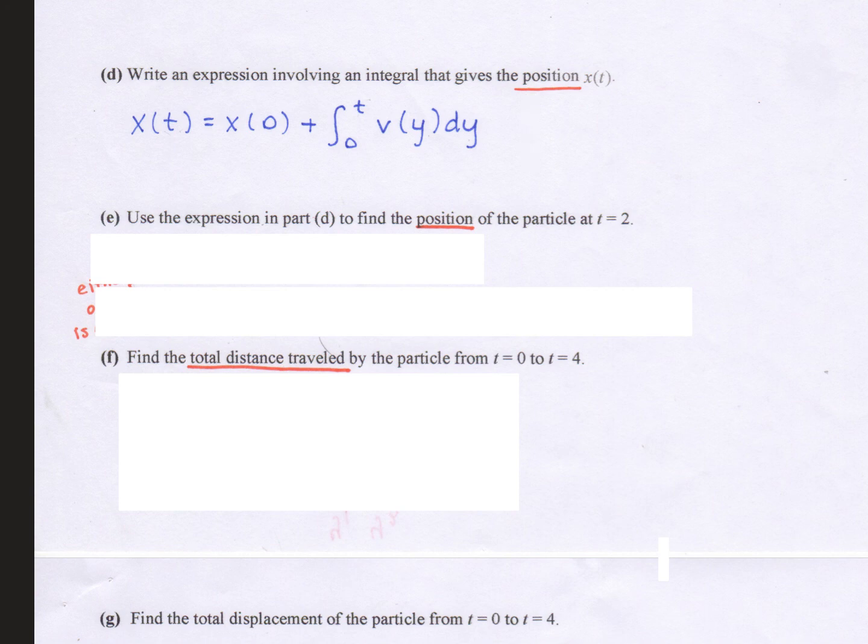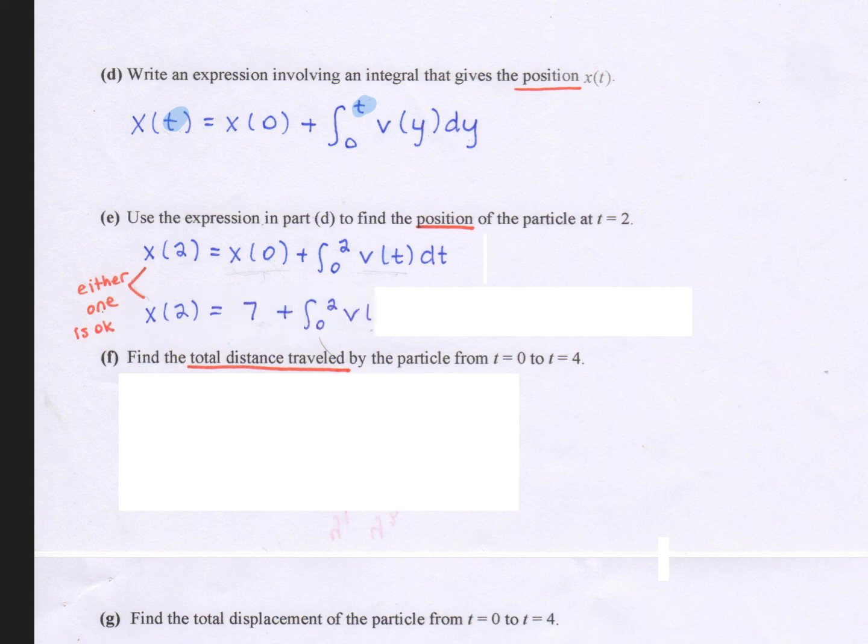In part E, I'm asked to use that formula to find the position at 2. So I'm just plugging in a 2 for my t, which is my upper limit of that integral. So x of 2 equals x of 0 plus the integral from 0 to 2 of that velocity. And also, it's okay to start the problem by plugging that 7 in right away. So instead of calling it x of 0, you could just jump straight to the 7.